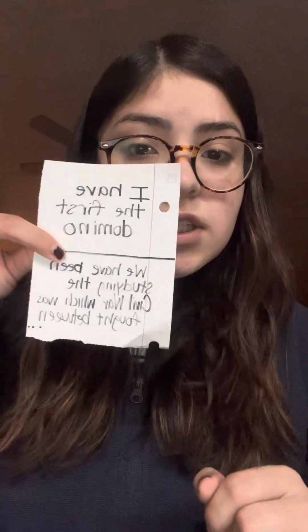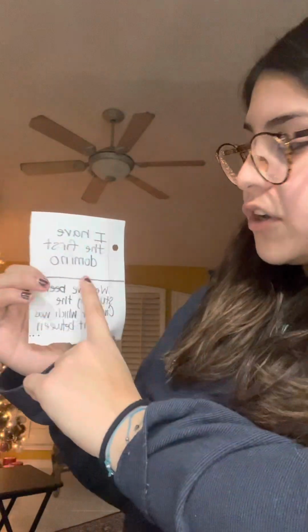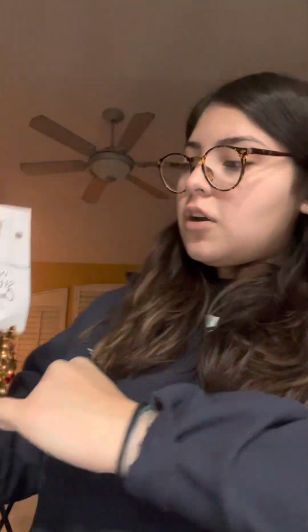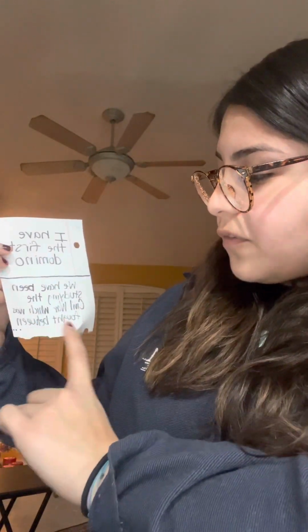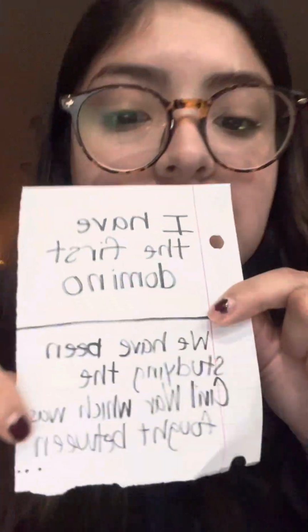I'm going to give you a sheet of paper that has two statements on it, like this one. This one says, I have the first domino. Obviously, this is the first one, so we're going to start with this one. The next sentence says, we have been studying the Civil War, which was fought between... and you guys see the three dots right there? That means it's not the end of the sentence. We're going to keep going.